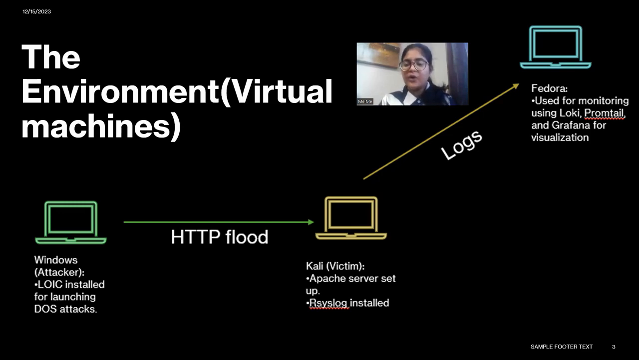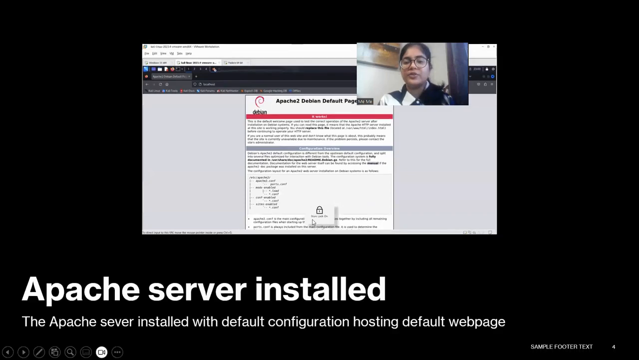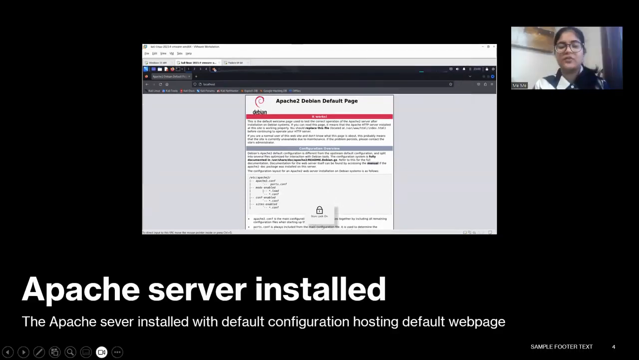So on Kali, the Apache server is set up and our syslog to transfer the logs remotely to Fedora. On the Fedora machine, we have set up Loki, Promtail, and Grafana that we can use to monitor and visualize. Moving further, the Apache. So as you can see, the default configurations have been kept here. The Apache server is installed. This is the default page. We just needed a page that is being hosted on Apache server. So that is what we have used.